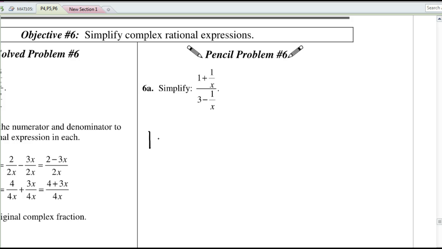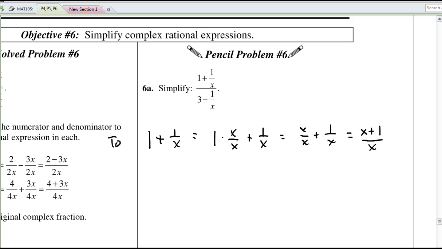So let's look at 1 plus 1 over x. How do we make that? Well, the first one we're going to multiply by x over x, and then we'll have a common denominator. So we get x over x plus 1 over x, which gives me x plus 1 over x. So that's the top. How about the bottom? Just a reminder, top, bottom. We have 3 minus 1 over x. So again, we just take the first one and multiply by x over x.